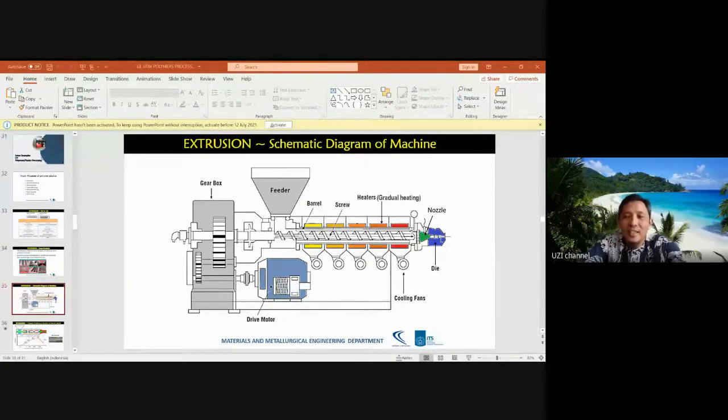Basically, in polymer processing for thermoplastic, the very basic principle is how we make the product from the melting of polymer. For thermoplastic polymer, we have to melt it first and then cast or mold it with the molding or casting part to get the product.